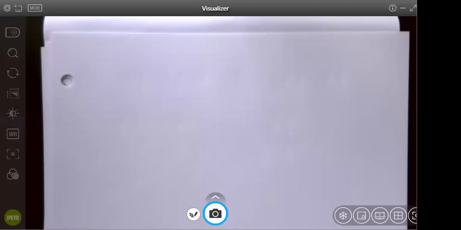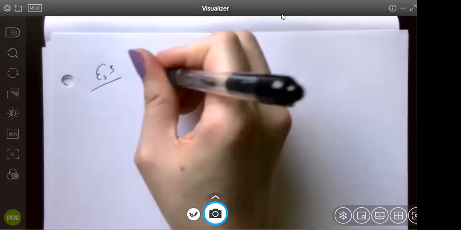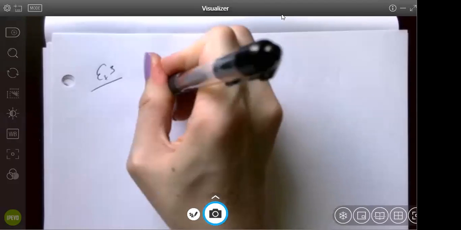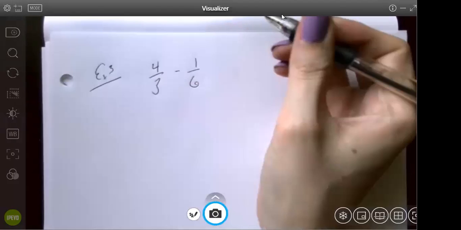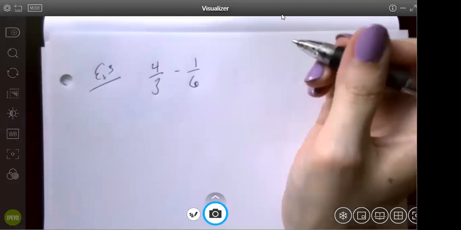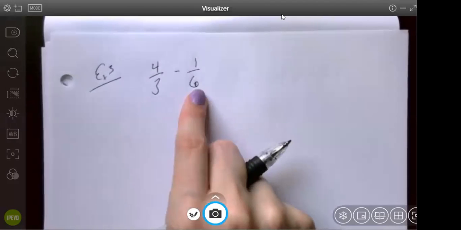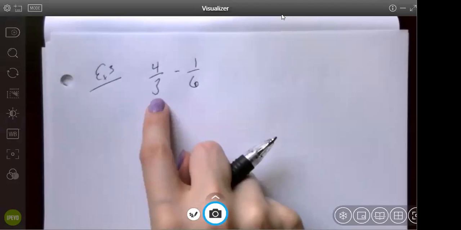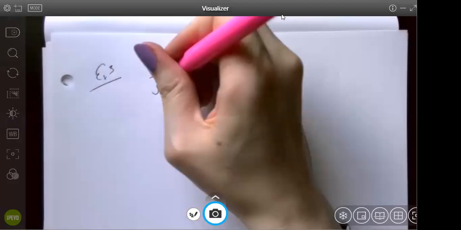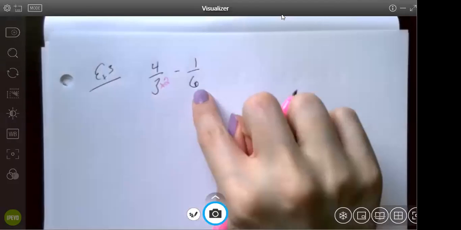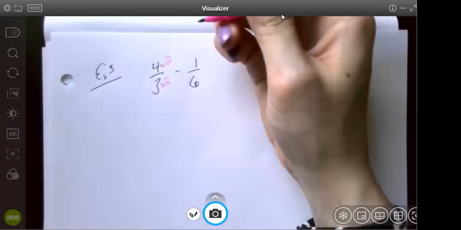And then again, don't forget, if possible, put it in lowest terms or simplest form. Okay, so let's look at example 3. 4/3 minus 1/6. So in this case, I need to start by getting my common denominator. So all I have to do is multiply 3 times 2 in order to get to 6, which means I also need to multiply the top by 2.